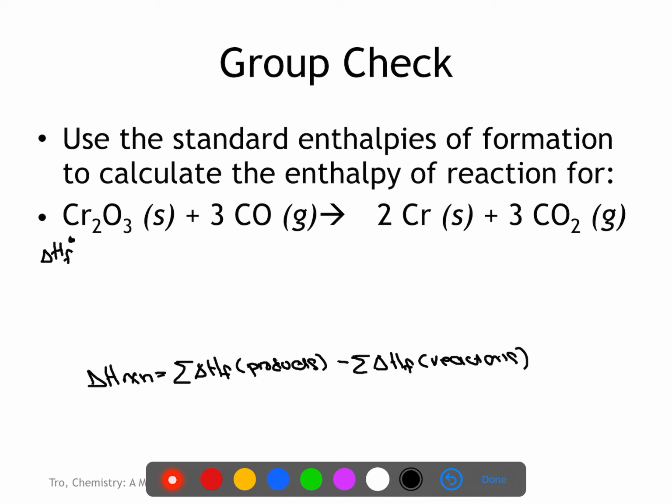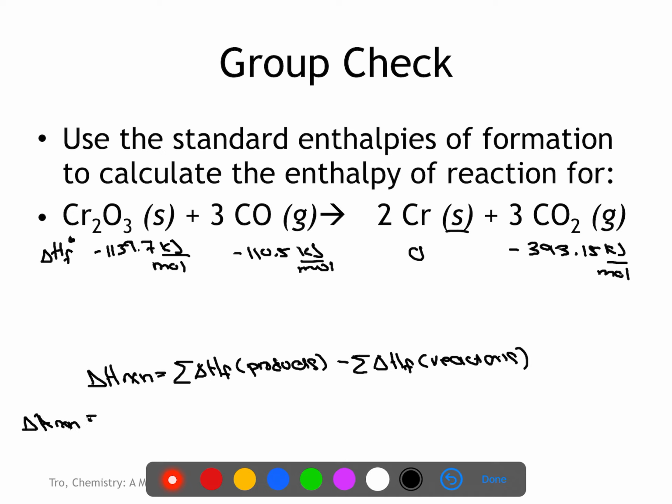So the heat of formation for Cr2O3, chromium 3 oxide, is negative 1139.7 kilojoules per mole. For carbon monoxide it is negative 110.5 kilojoules per mole. Chromium, that's a pure element, is 0. And carbon dioxide is negative 393.15 kilojoules per mole. So you then plug everything in using the coefficients.